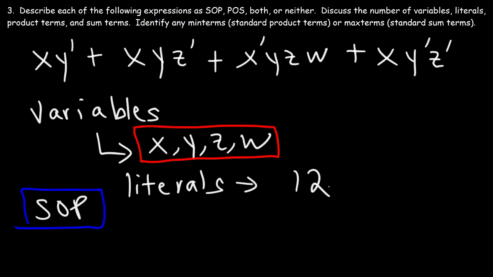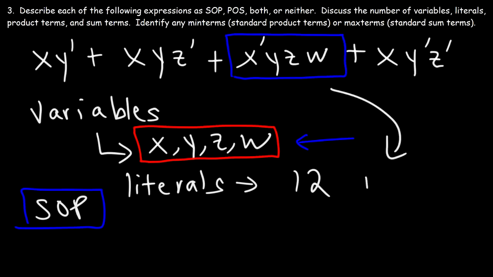Now, what about if we have a min term or a max term? What would you say? In this case, since we're dealing with an SOP expression, a sum of product expression, we need to identify the standard product terms or the min terms. Now, a min term is basically a standard product term that includes each variable of the problem. So it has to include all 4 variables, either complemented or uncomplemented. So this term right here is the min term in this expression because it has all 4 variables.